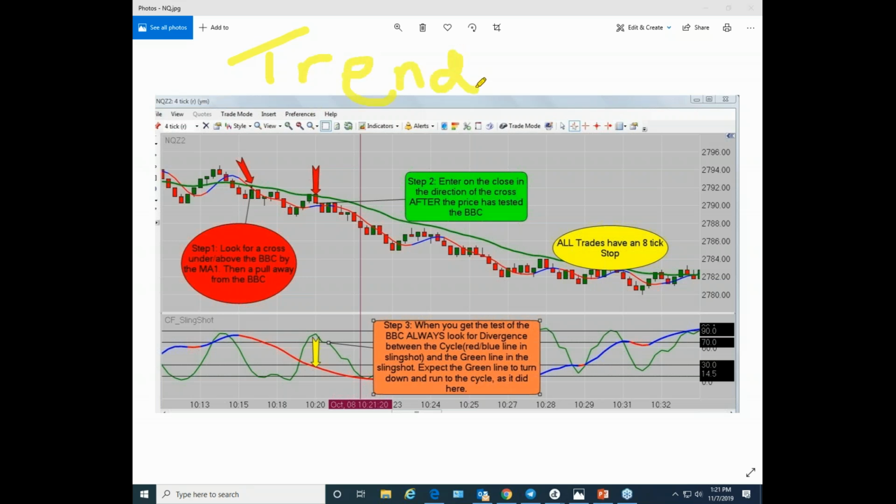So if we're in a downtrend, if we get that bearish cross, we better be making lower lows. If we get a bullish cross, where that MA1 crosses the BBC and it's blue, the market better be making some higher highs. Okay? This is the number one thing that should be on the top of your piece of paper if you're taking notes. The market needs to be trending, and this is one of the number one disqualifiers.